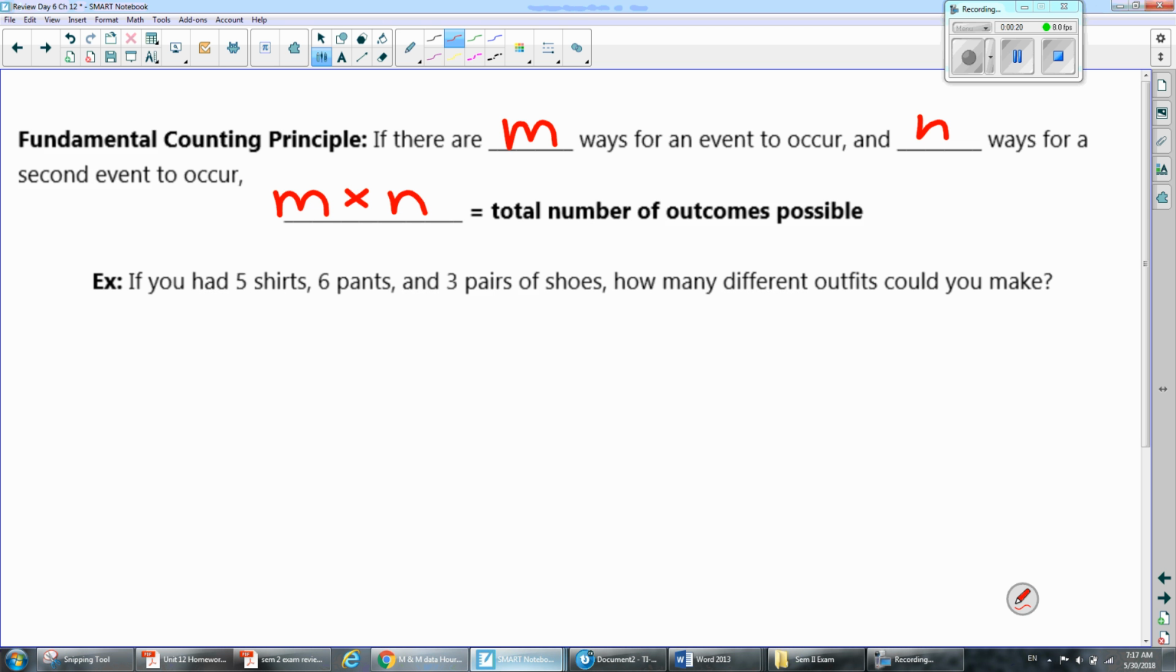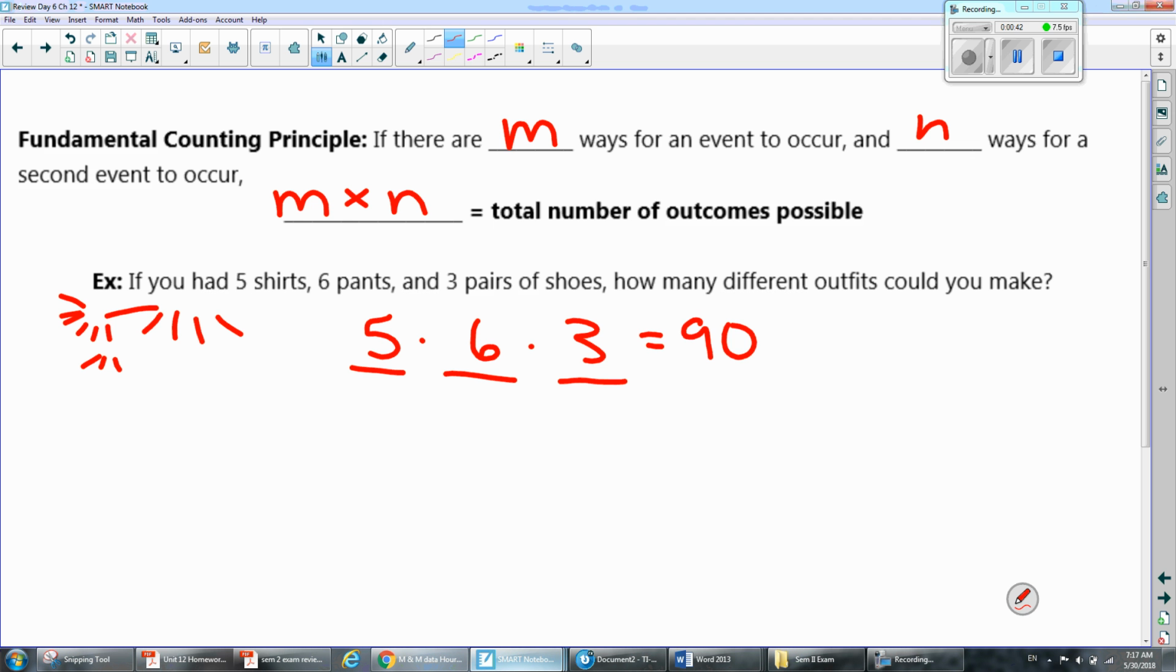So in this example, if you had 5 shirts, 6 pants, and 3 pairs of shoes, how many different outfits could you have? Remember, we could think of this as a tree diagram. There's my 5 shirts. Off of those, I have my 6 pants and then 3 pairs of shoes. But we realized that if we've got 5 shirts, 6 pairs of pants, and 3 pairs of shoes, just multiply all those together to get the 90 outfits.